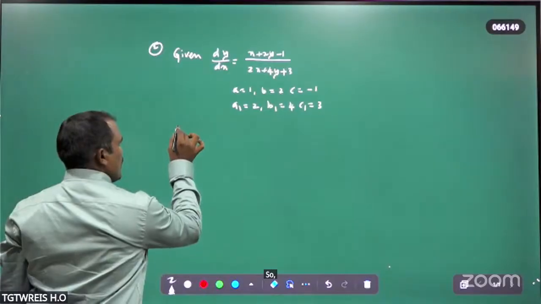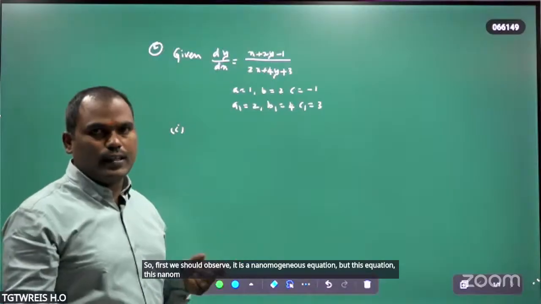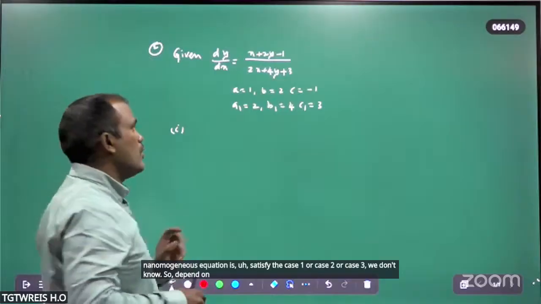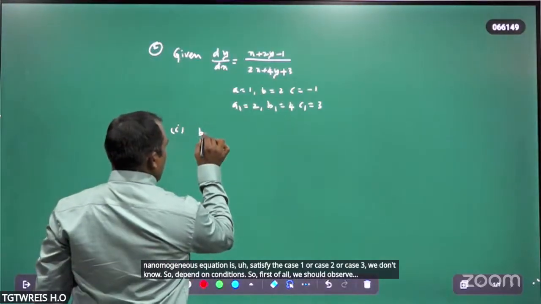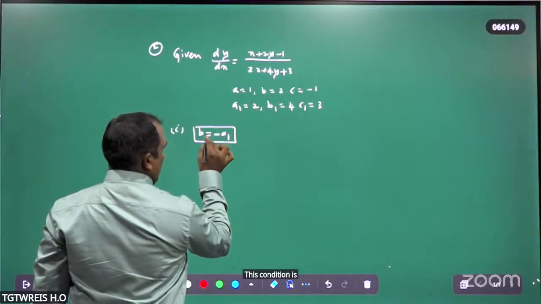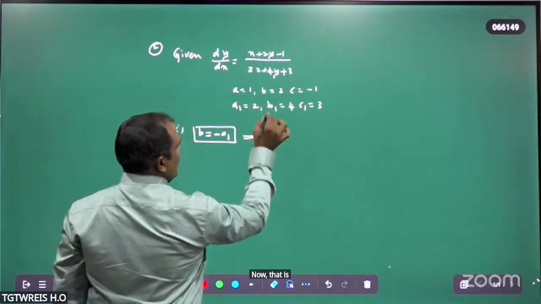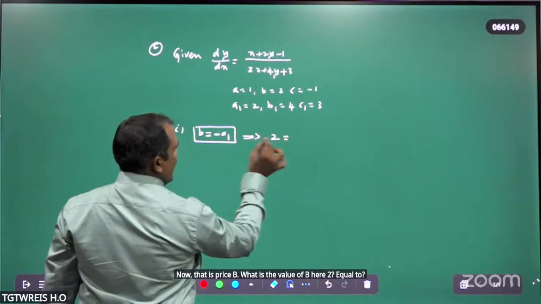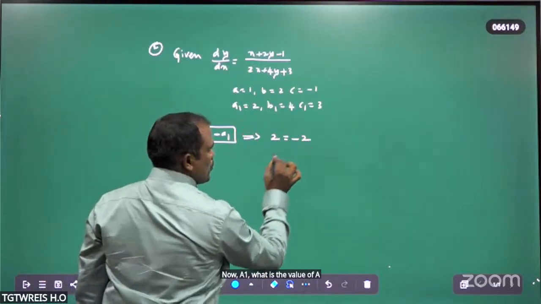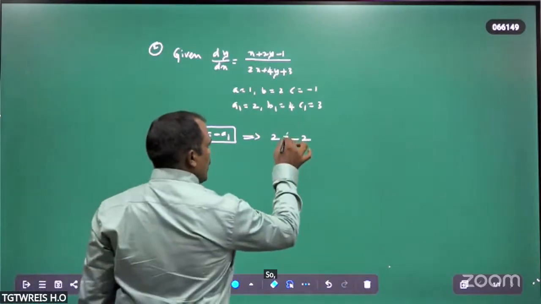So first we should observe it is a non-homogeneous equation, but which case does it satisfy, case 1, case 2 or case 3? We don't know. It depends on conditions. So first we should observe whether the condition b equal to minus a1 is satisfied or not. What is the value of b here? 2. And a1 is 2, so is 2 equal to minus 2? No, they are not equal.